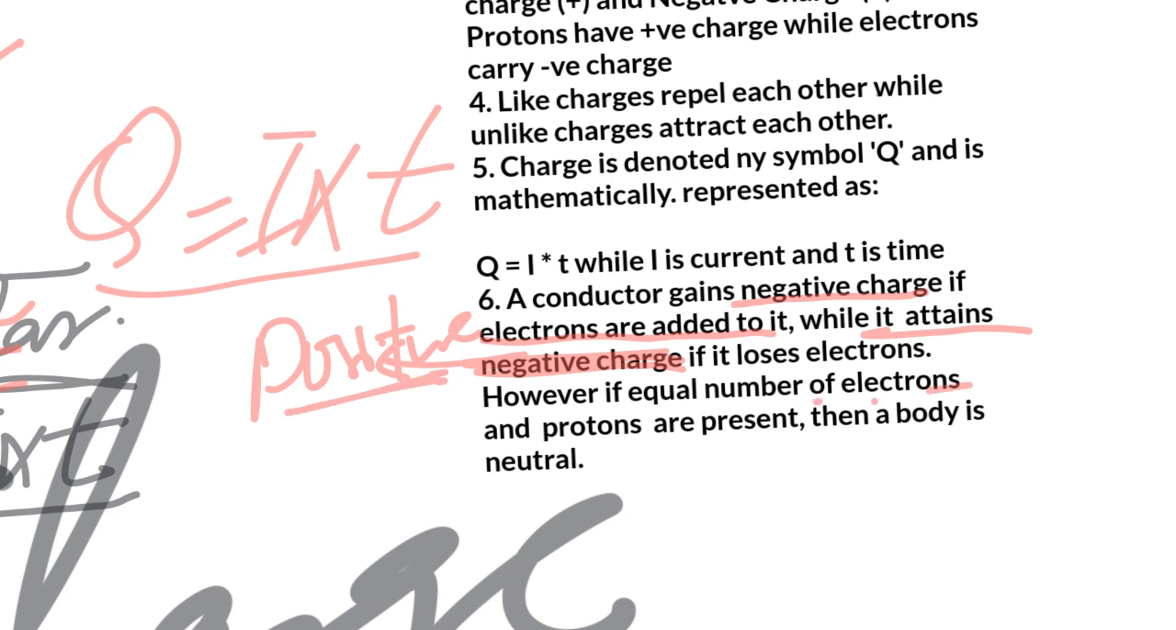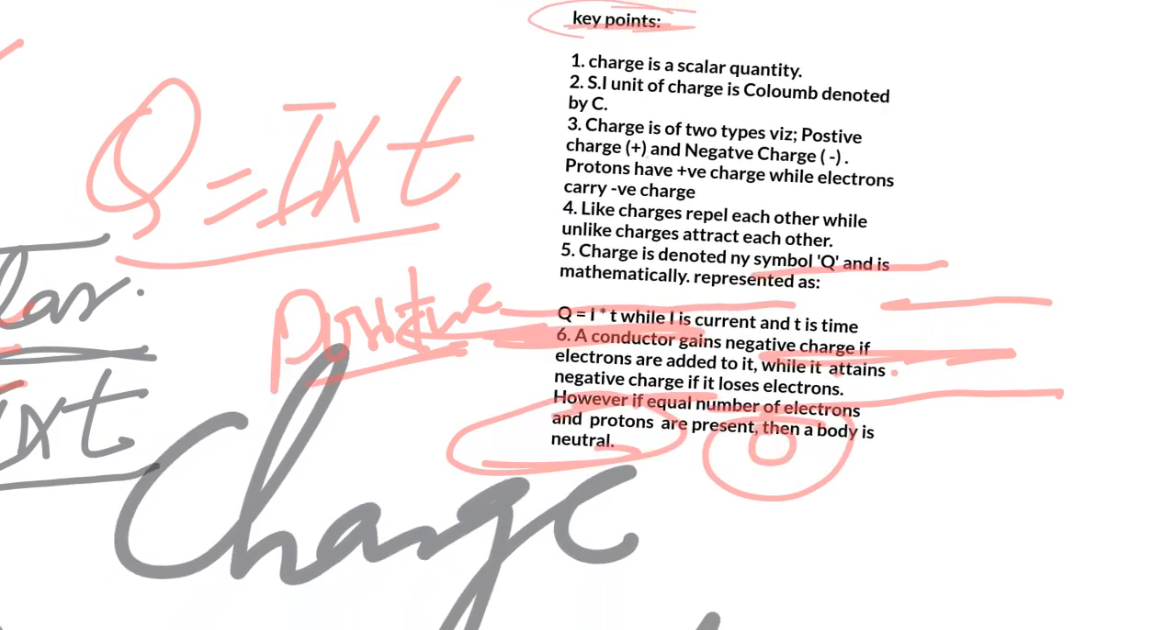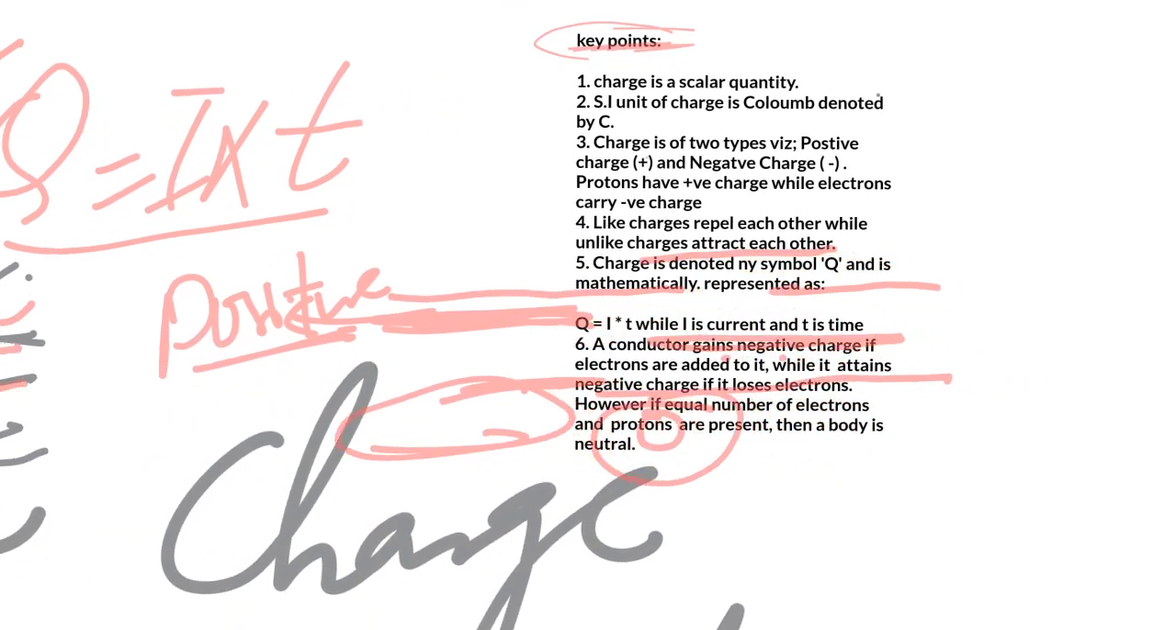However, if both positive charge and negative charge, that means electrons and protons, are present in the body in equal number, then the body will be neutral. It will have zero charge, because positive charge and negative charge will cancel each other, so the net charge will be zero.